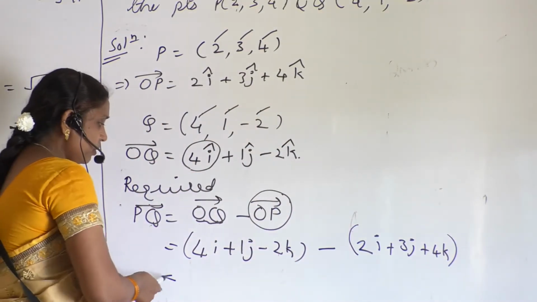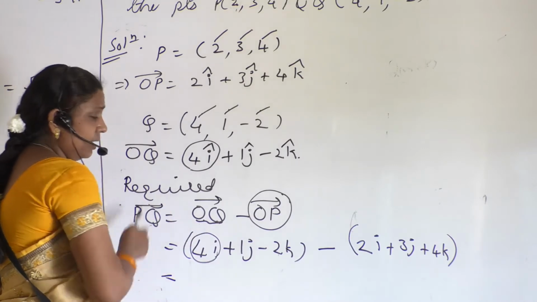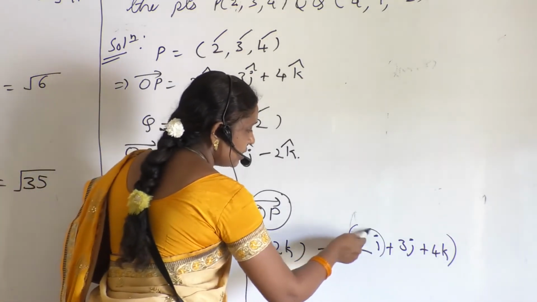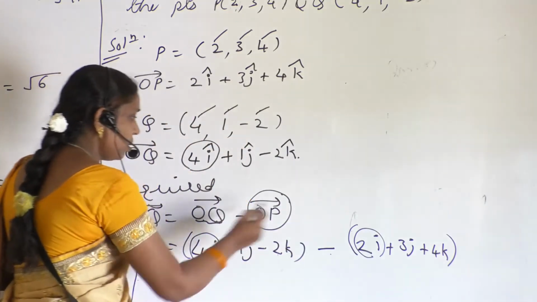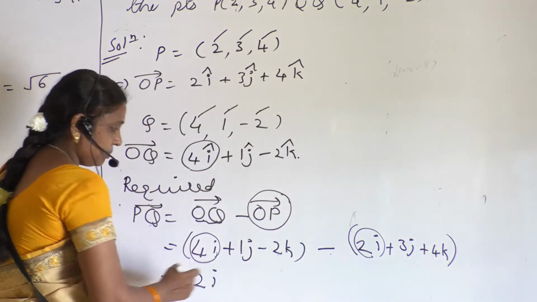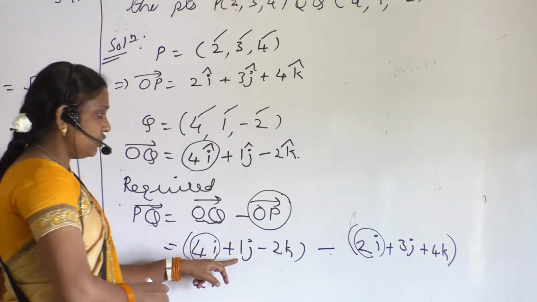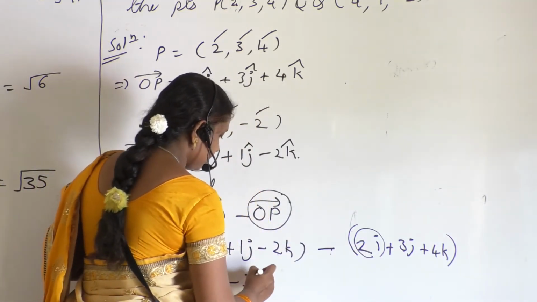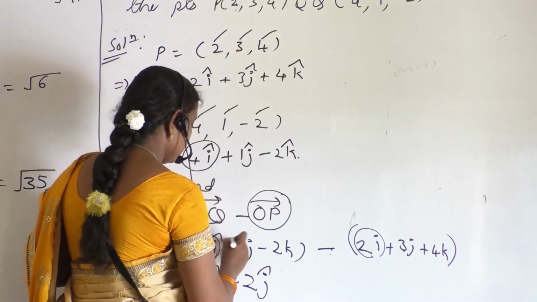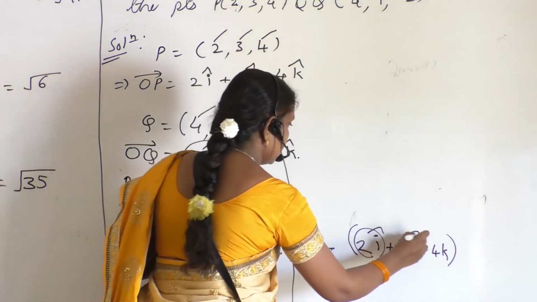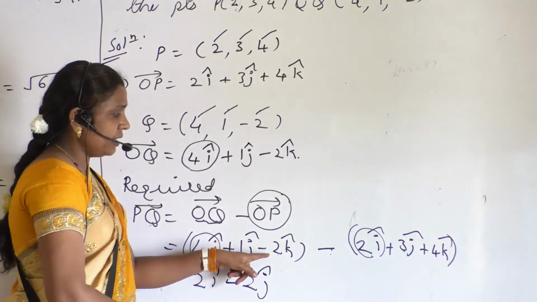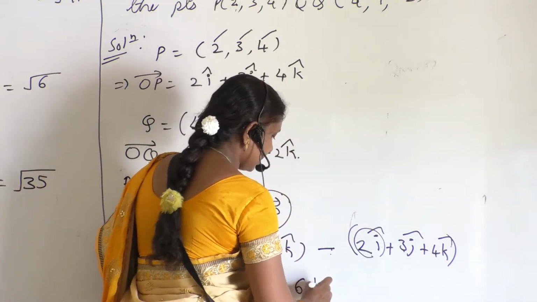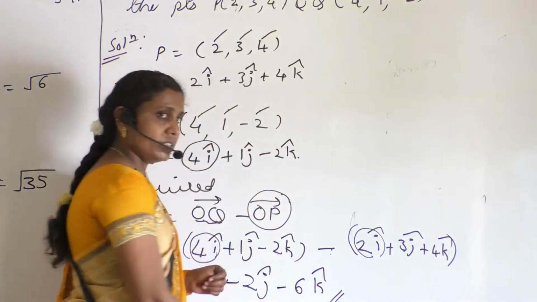Okay. Now what we will do? We will just add the like terms. Segregate the like terms. 4i, this is 2i with a minus sign, 4 minus 2 is 2i. 1j, 3j with a minus sign, minus 2j. Next, minus 2 minus 4, this will be minus 6k. That's it. This is the position vector.